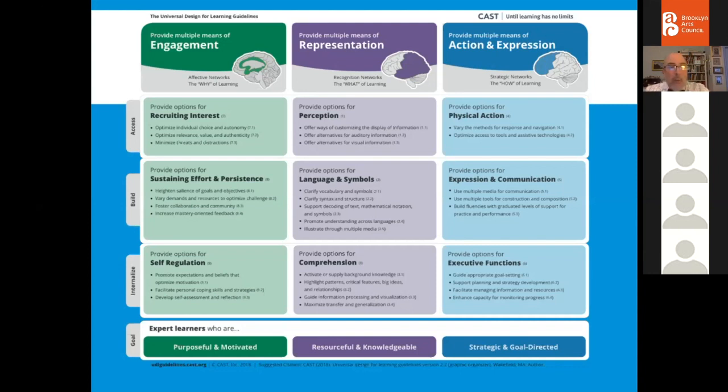And these little points that are on here with the bullet points and the numbers following them, those are called checkpoints on the website. And they also have more information about them as well. So in terms of a more resource, the udlguidelines.cast.org website has a lot more information.